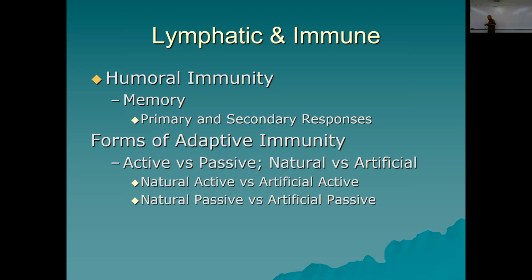Forms of adaptive immunity, as far as the antibodies go. There could be natural immunity or artificial immunity. And there are four different types, adding those two together: natural active, artificial active, natural passive, and artificial passive. Natural means you make your own antibodies.